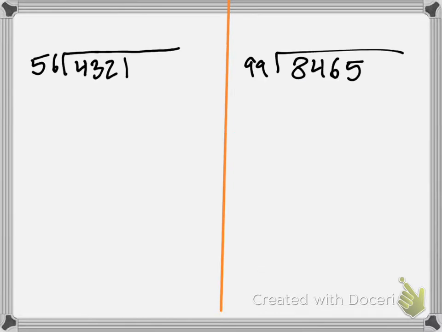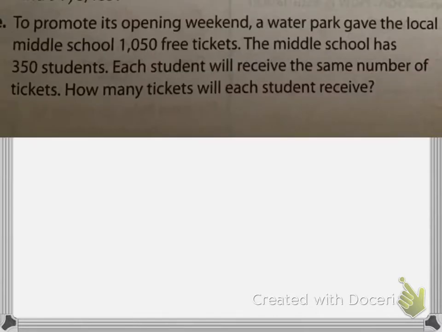What about for these ones, you guys? I want you to try these ones, okay? I actually skipped that slide. I want us to do this one, you guys. To promote its opening weekend, a water park gave the local middle school 1,050 free tickets. The middle school has 350 students. Each student will receive the same number of tickets. How many tickets will each student receive?